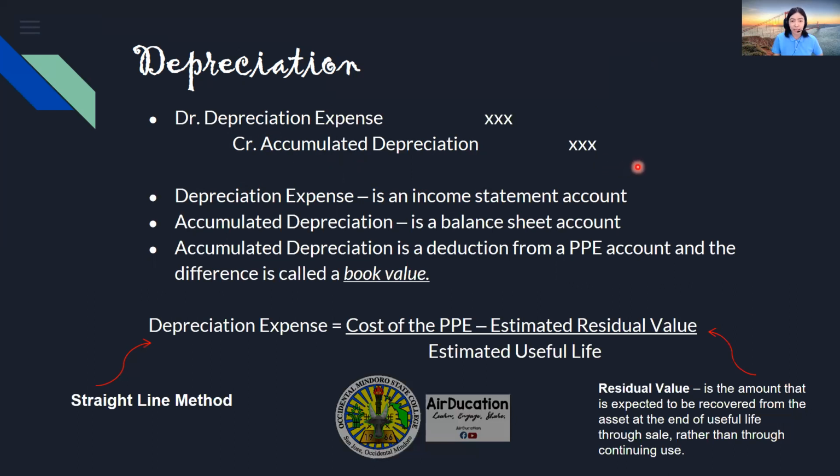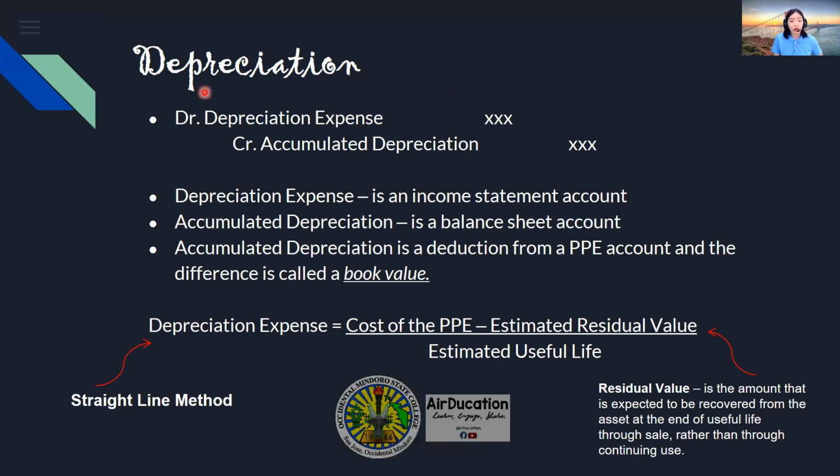Ito yung sinasabi natin kanina na dapat each of the entries in either debit or credit must have at least one income statement or balance sheet account. So for this time, since we already have an income statement account here, of course, our credit should be a balance sheet account. So accumulated depreciation is a balance sheet account. So, ma'am, what is accumulated depreciation?